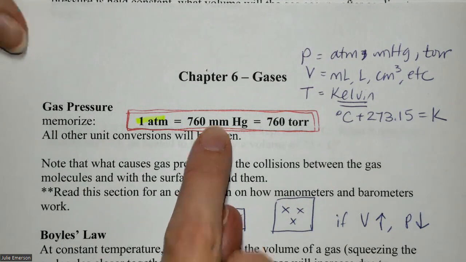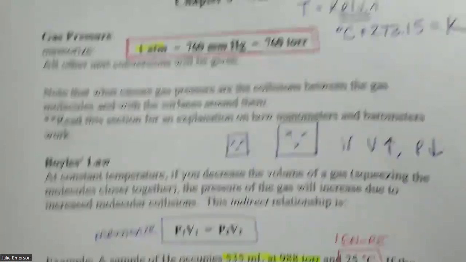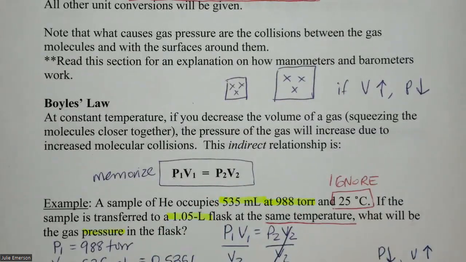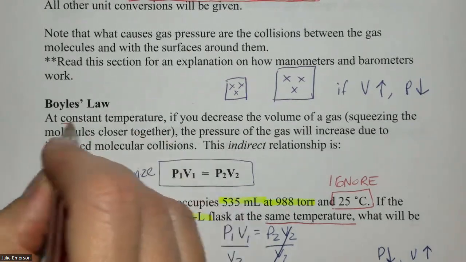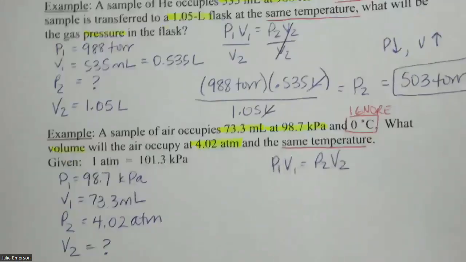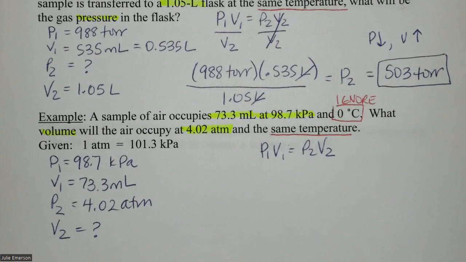If it's a Boyle's law problem, question just came in the chat. If it's Boyle's law, temperature must be constant. It's not factored into the formula. So if it's a Boyle's law problem, the temperature will be constant. So notice in both of these examples, the temperature is not changing.